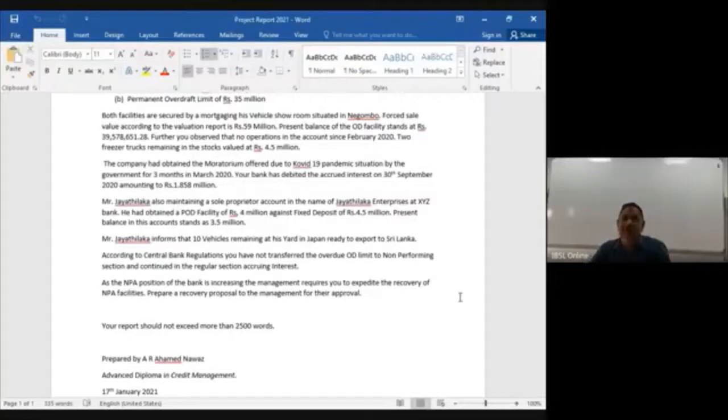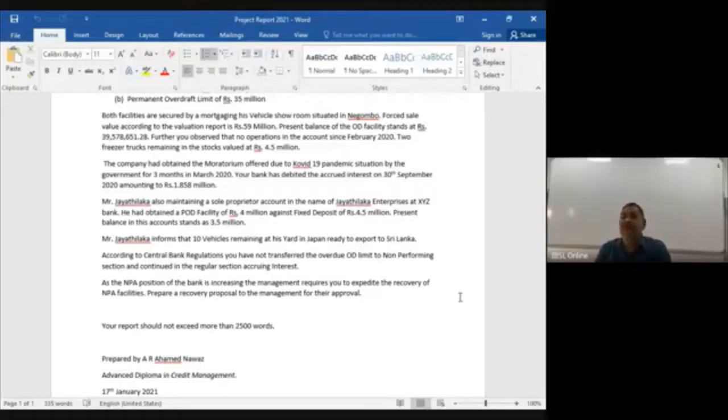You have not transferred it to the NPA section. So what are the repercussions or outcome of such a situation? We have discussed in the recovery program what the central bank guidelines and regulations are regarding this industry. What are the central bank guidelines regarding this industry?